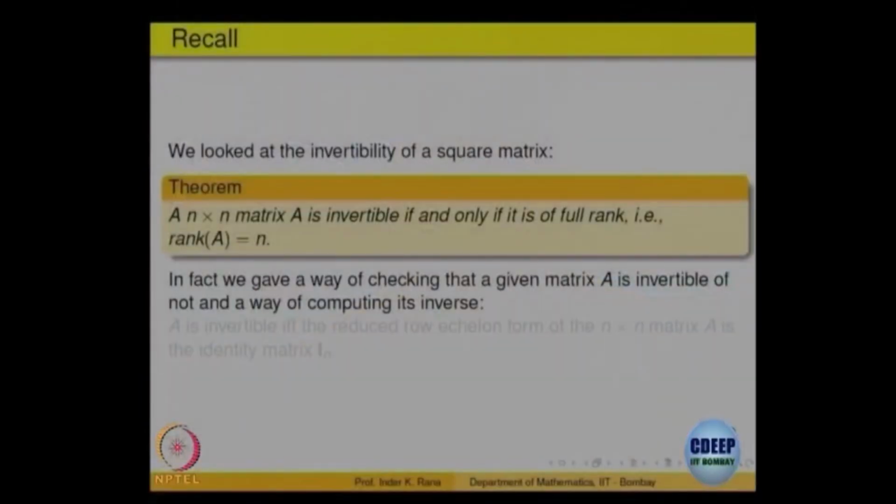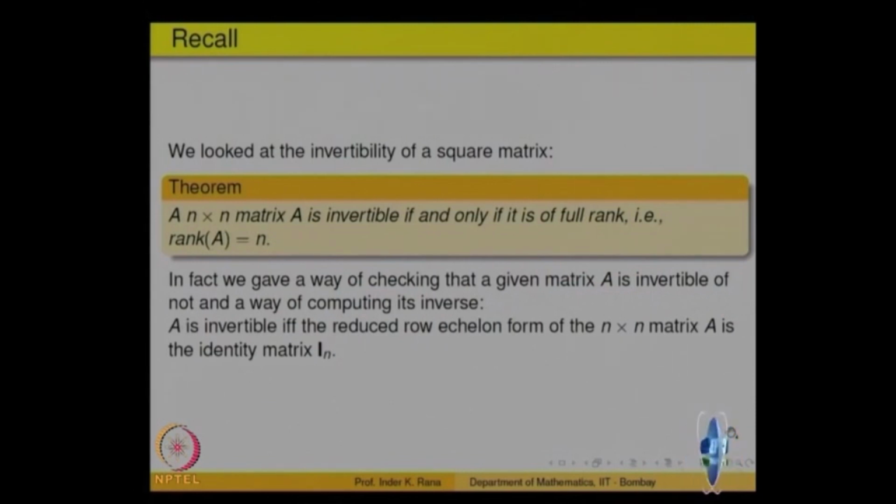So, this was the theorem that we proved last time, that an n cross n matrix is invertible if and only if it has full rank, that is, the rank of the matrix is n, and that is equivalent to saying that the reduced row echelon form is identity. And that process of converting the matrix to reduced row echelon form also gives you a way of finding the inverse. So, today we are going to look at another concept called the determinant of a matrix, which we will also relate to invertibility of the matrix.